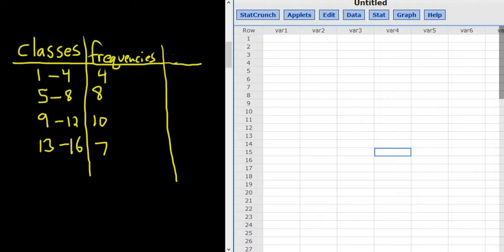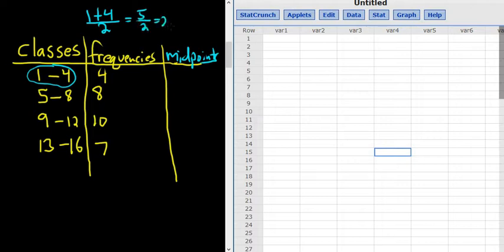So I'll write it over here. Midpoints. The midpoint is the number right in the middle, so the number right between 1 and 4. To figure out the midpoint, you add these up, so 1 plus 4, and then you divide by 2. So you get 5 over 2, so you get 2.5. You always just add these up and divide by 2, so 2.5, always.